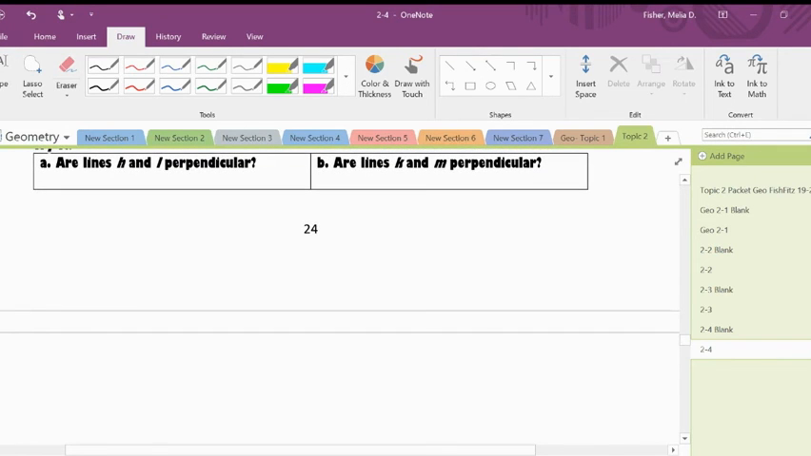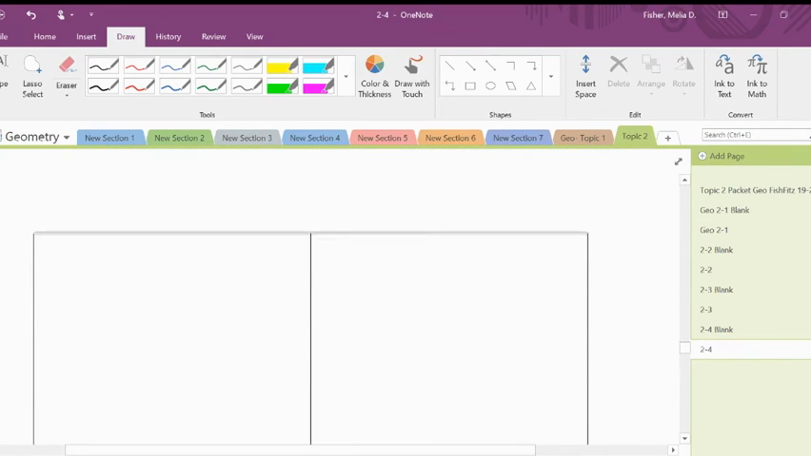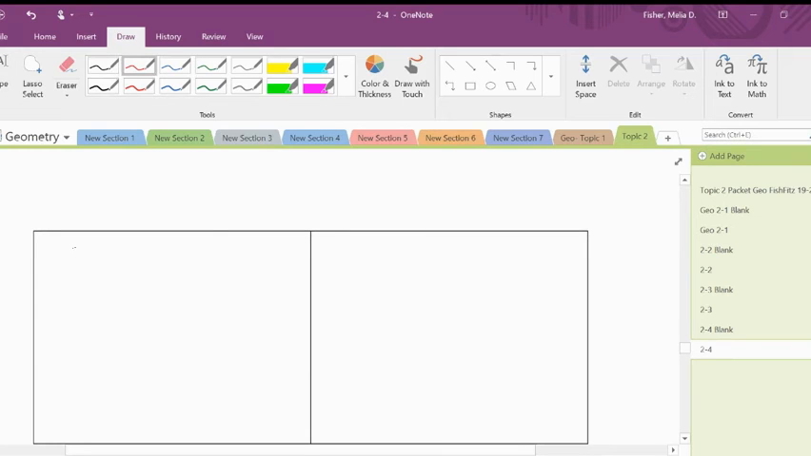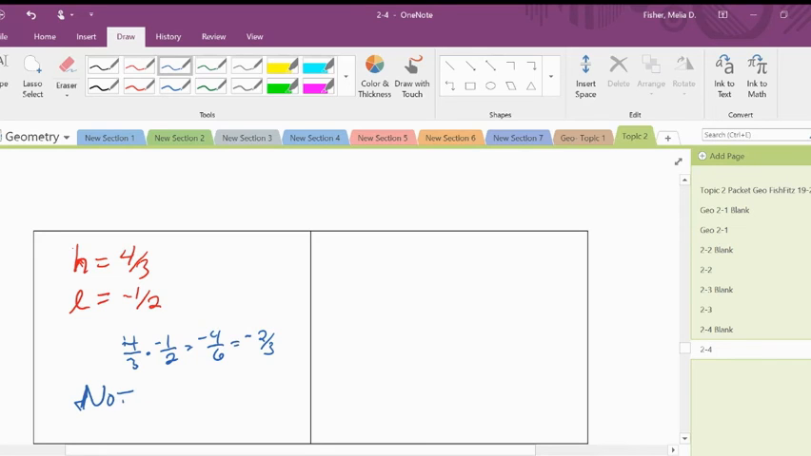H and L. The slope of H you should have figured out to be 4 over 3. The slope of L should have been negative 1 over 2. If we multiply those two together, 4/3 times negative 1/2 equals negative 4 over 6, which reduces to negative 2/3. These are not opposite reciprocals. These are not perpendicular.